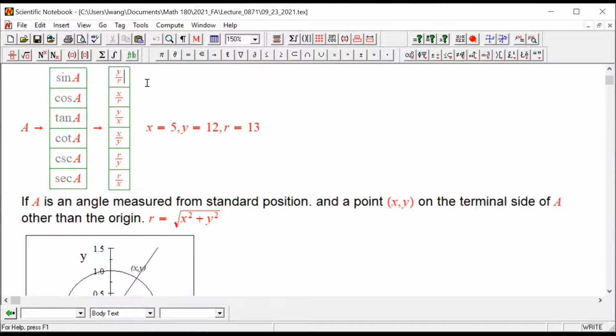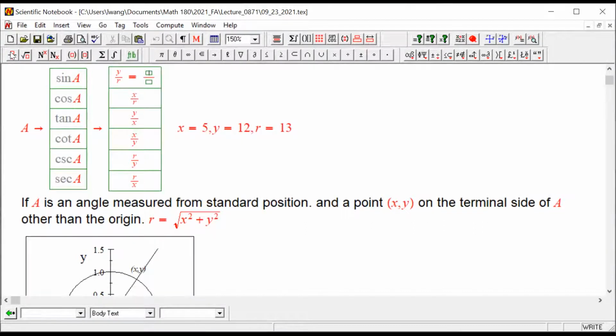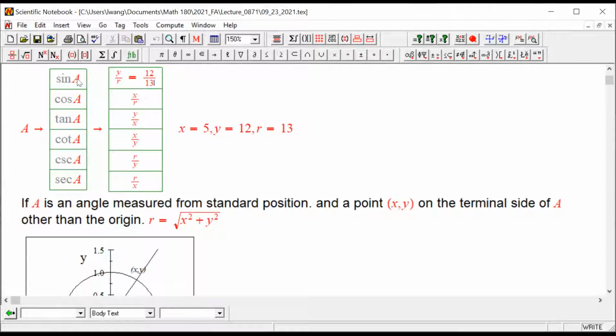And what will be the ratio for A? Sine of A is equal to what? Y over R. So that's going to be 12 over 13. Keep it that way.